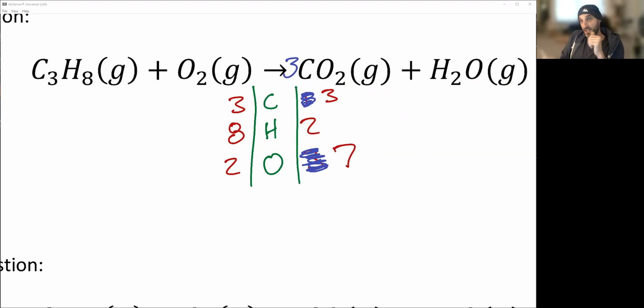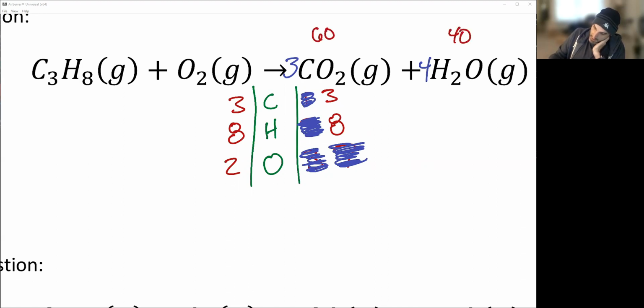I have 8 hydrogens on the left, and I have 2 on the right. So let's put a 4 in front. 4 times 2 would give me 8. So that's going to change my hydrogen, and that also changes my oxygen again. Again, I'm just keeping tabs. I'm erasing the number and rewriting. So now I have 8 hydrogens, and I have 6 oxygens here, and I have 4 oxygens here, for a total of 10 oxygens.